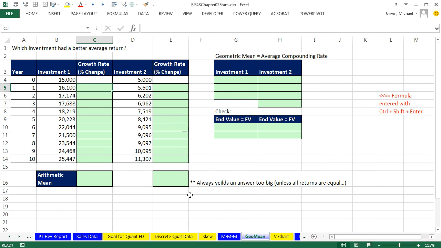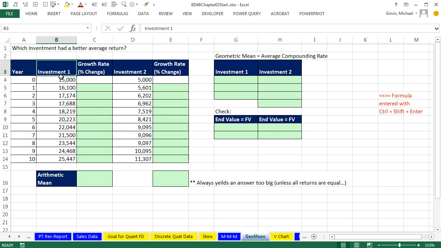Hey, we got a great video here about geometric mean, which is a way to calculate the average compounding rate. Now, this is another one of those calculations that we did in our prereq class. But it is just too common and useful not to go over again.